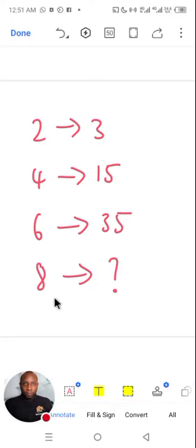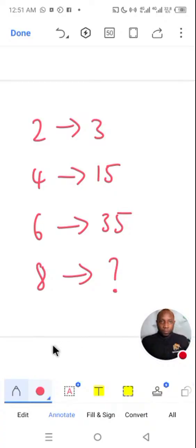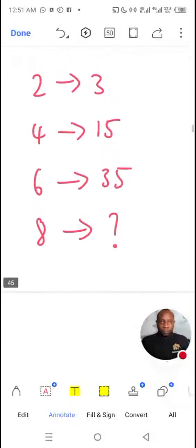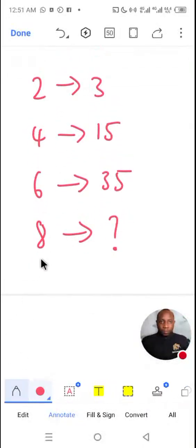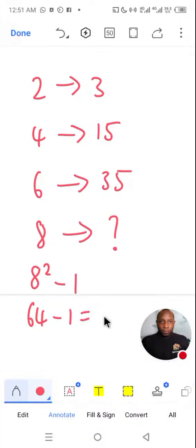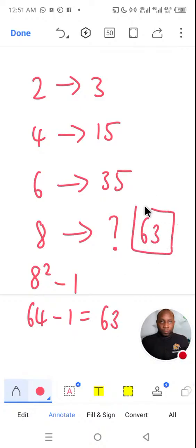Now, for you to get what 8 will produce, you have to square 8 and subtract 1. So what is 8 squared? That's 64. And 64 minus 1 is 63. So this one will be 63. This is the answer to this particular problem. Is that okay? Moving on, the other ones should be easier.